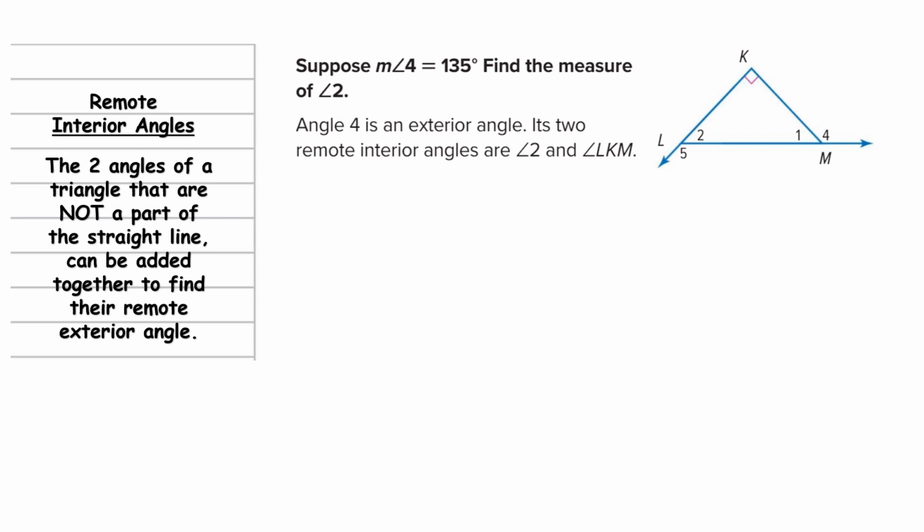Now, they tell us in the bold black there, it says, suppose the measurement of angle 4 is equal to 135 degrees. Find the measure of angle 2. Then they say, well, angle 4, keep in mind, is an exterior angle. Its two remote interior angles, RIAs, are angle 2 and angle LKM. Well, what in the world is angle LKM?